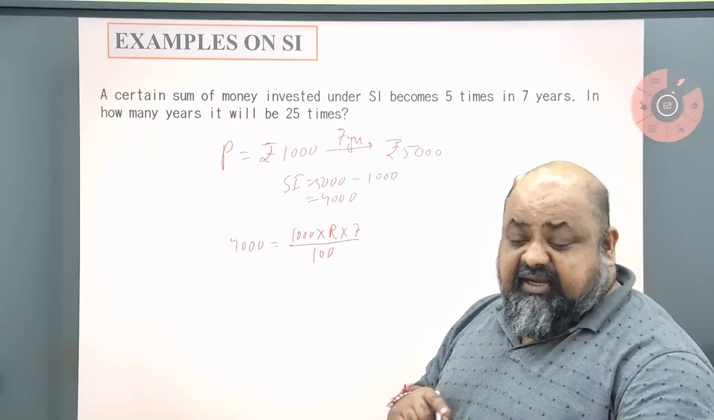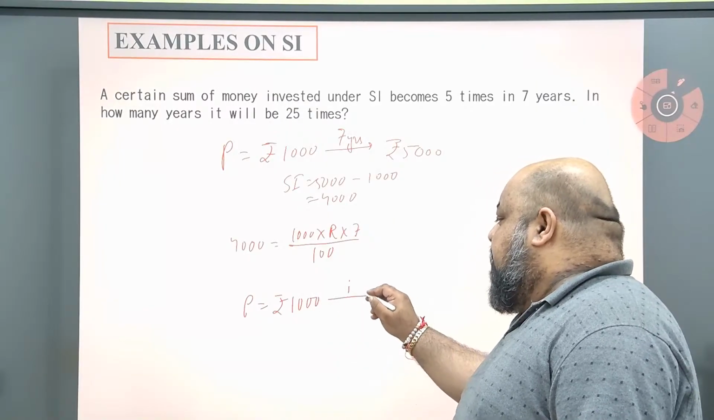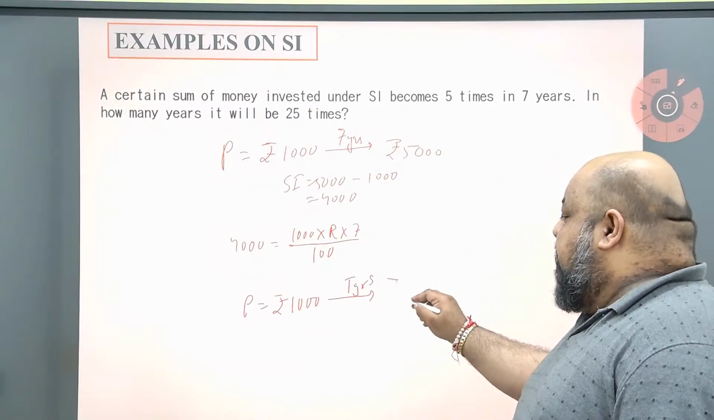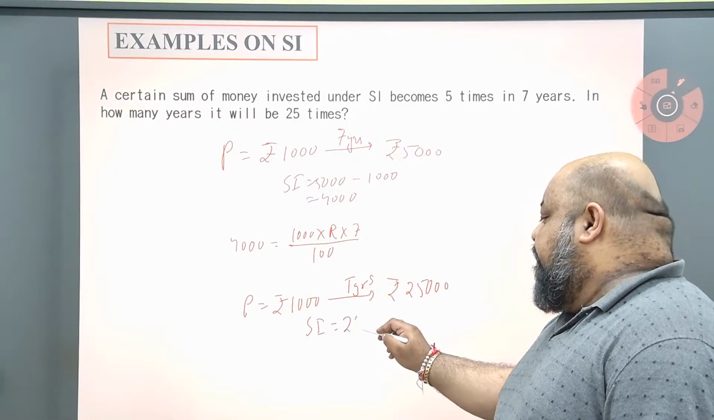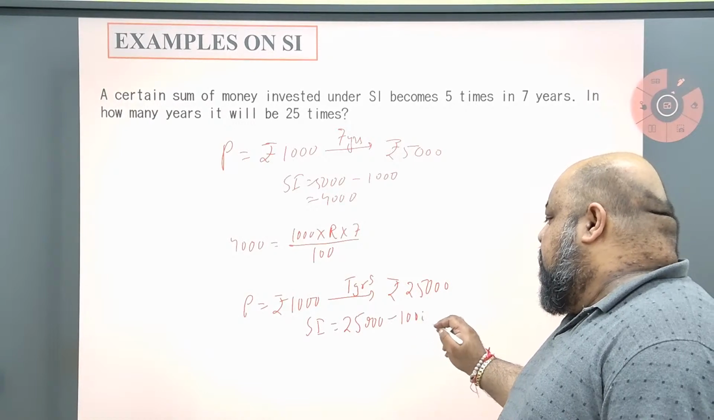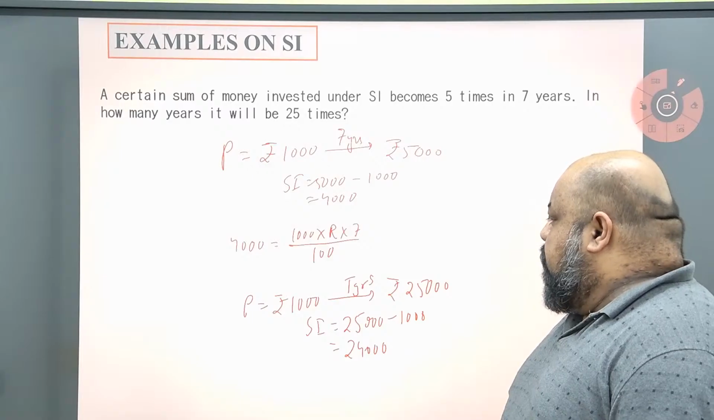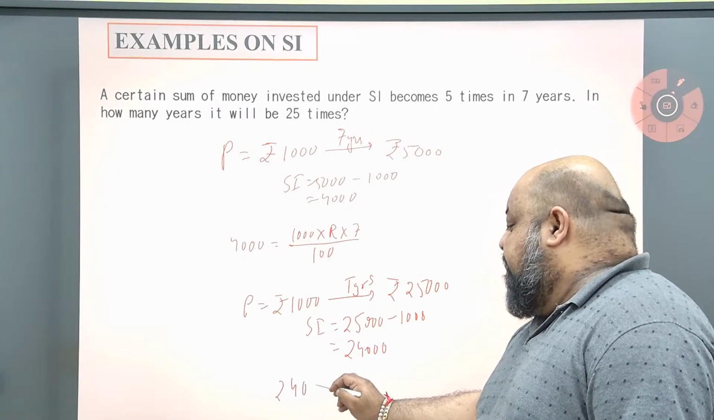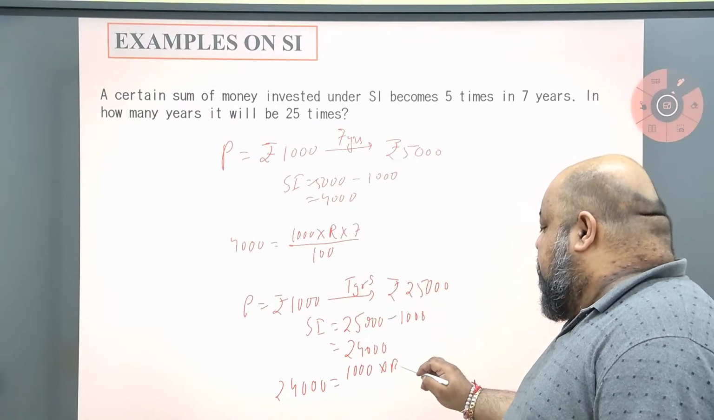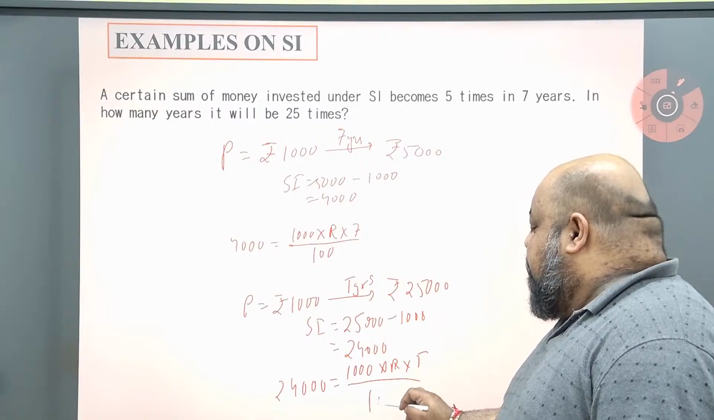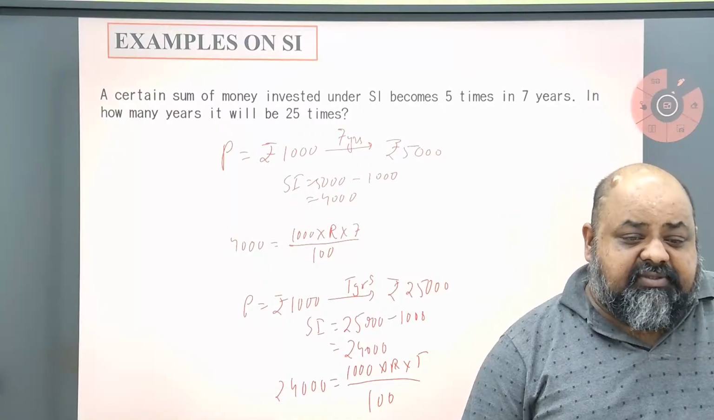This rate will be used for the second case, where I say principal is 1000 in t years. It has to become 25,000, 25 times, which means simple interest will be amount minus principal, which is 24,000. So simple interest is equal to principal into rate into time upon 100. The value of rate will come from here and we will find the time. Of course, this is not how to solve the question, but this is what technically happens in this question, right?